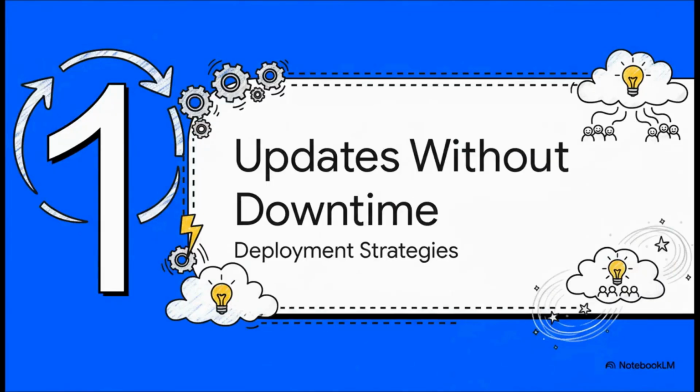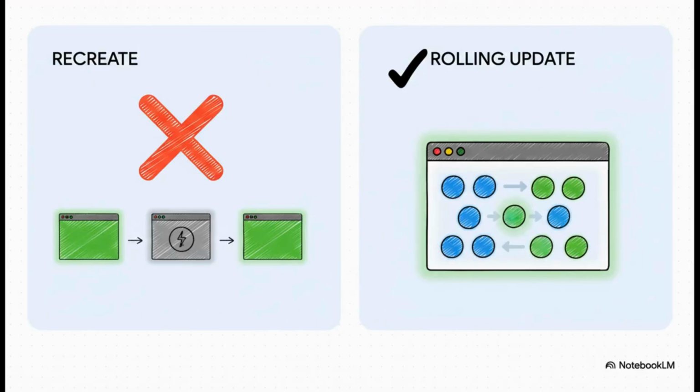Okay, so let's dive into deployment's absolute superpower: updating your application without interrupting a single user. Honestly, this is the feature that will save you so much headache. So, you've basically got two choices. Recreate is the sledgehammer approach. It kills all your old pods and then starts the new ones. You are guaranteed to have downtime. But then there's the default, the one you'll use 99% of the time, the rolling update. This is what lets you push code all day long without ever taking your app offline.